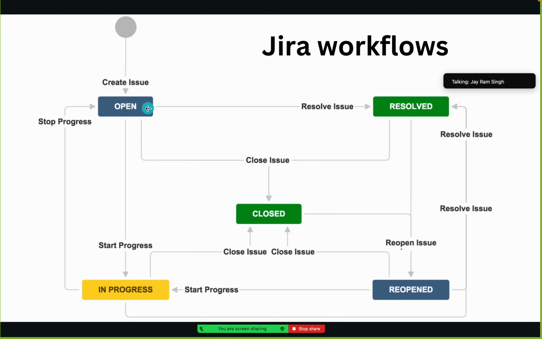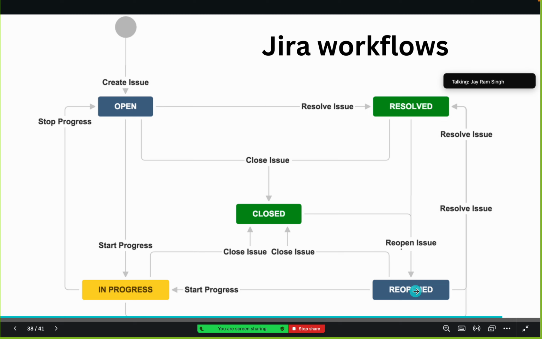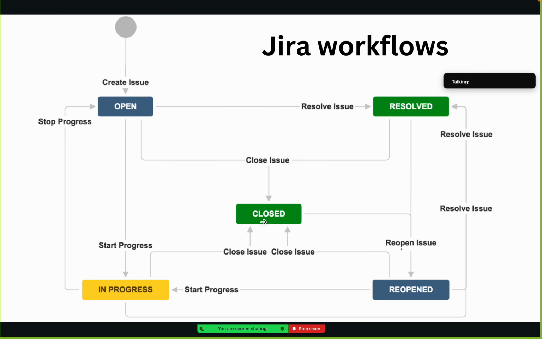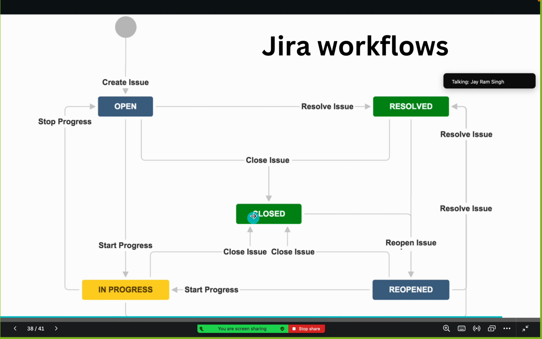Now from In Progress I can change it to To Do or Open. From Open I can make it Resolved when I realize that this task is already done and I don't need to do it. From Resolved I can close or reopen. From Resolved I can mark it Closed. From Open I can mark it Closed. From In Progress I can mark it Closed. From Reopened I can mark it Closed. From Reopened I can mark it In Progress. From Resolved I can mark it Reopened.